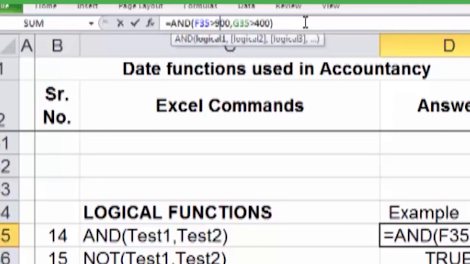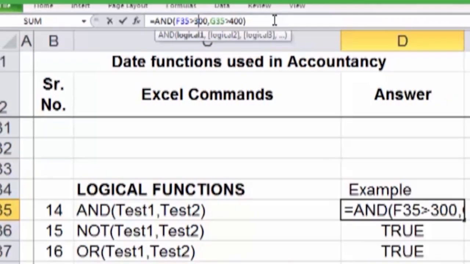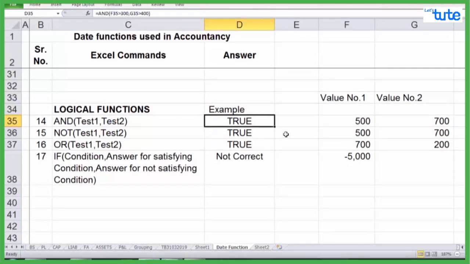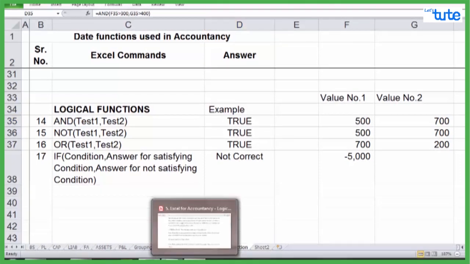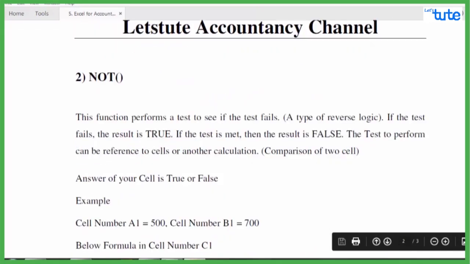Suppose I am writing here 300. Okay. Now this condition is satisfied, F35 500 is greater than 300, then your answer becomes true. Clear? Please note that in the AND command both the conditions should be satisfied. Clear? Now we will move to the next command, that is the NOT command.